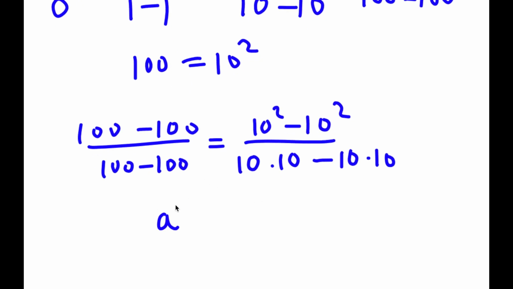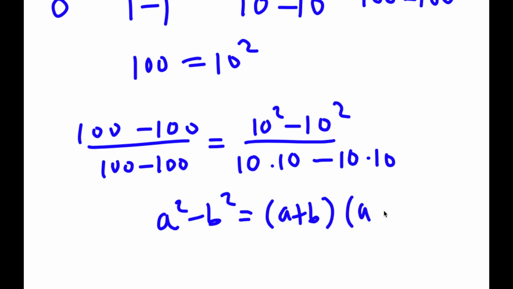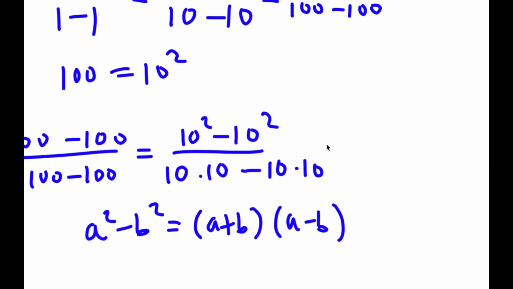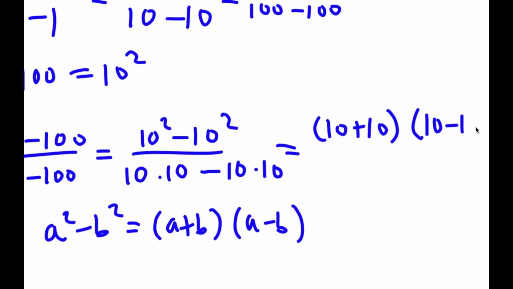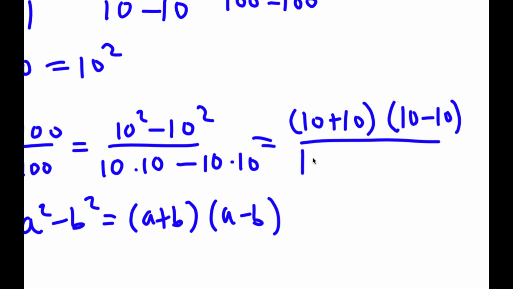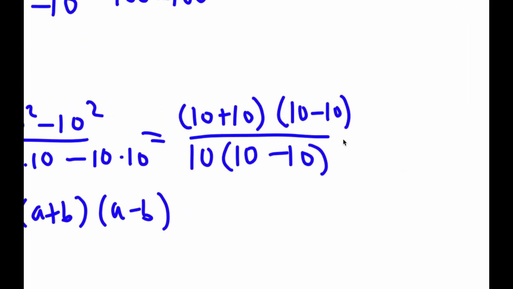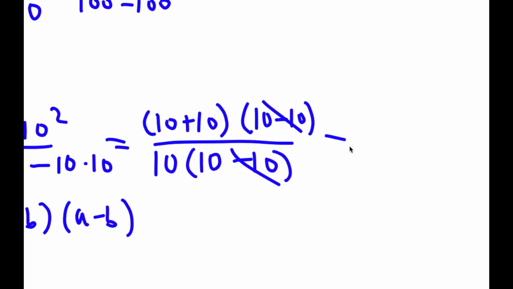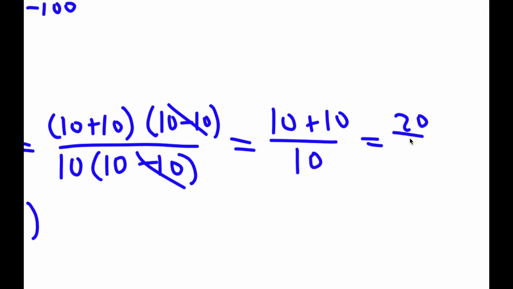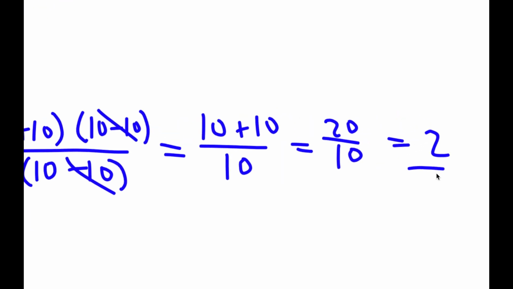Now, if I have something in the form a squared minus b squared, this is equal to a plus b times a minus b. So in this case, I have 10 squared minus 10 squared, so that's going to equal 10 plus 10 times 10 minus 10. And from the bottom here, for my denominator, I'm going to factor out 10. So I get 10 times 10 minus 10. Now, I'm going to cancel these two out. So I have 10 plus 10 over 10, which is equal to 20 over 10, which is equal to 2. So I just proved that 0 over 0 is equal to 2.